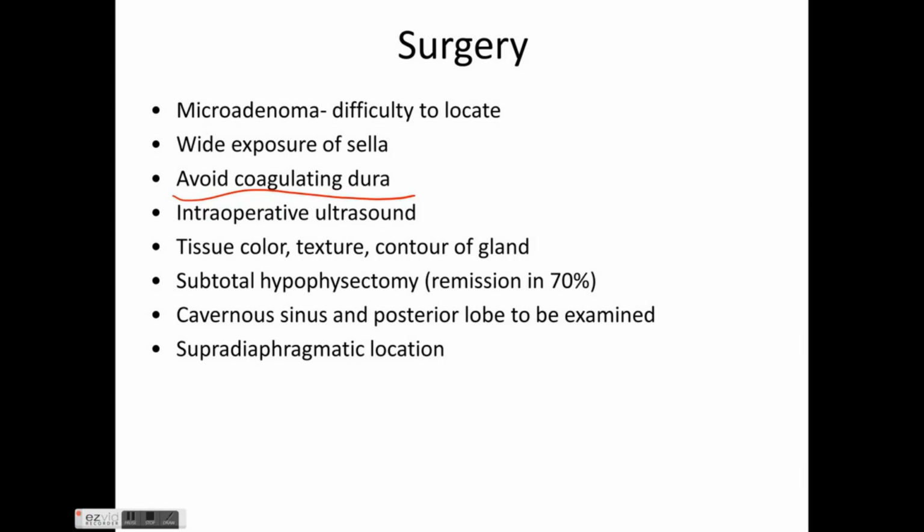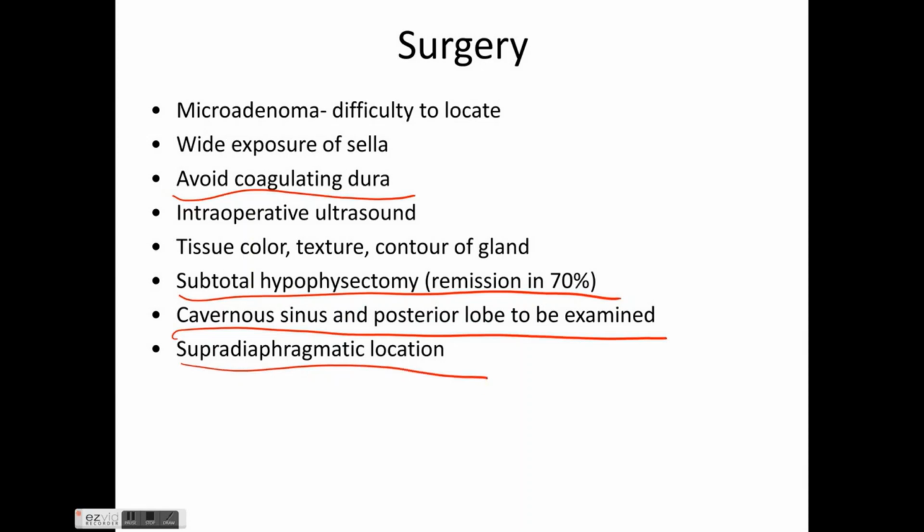In case the adenoma is not well visualized, subtotal hypophysectomy can be done, and it is found to have remission in 70% of the cases. The cavernous sinus and posterior lobe always need to be examined in cases of Cushing's disease, because the location of the adenoma can be very variable. It can be inside the cavernous sinus, and it can even be supradiaphragmatic. So it is always advisable to look at the cavernous sinus and posterior lobe to rule out missing any of the adenoma, which can result in non-remission and recurrence of the disease.